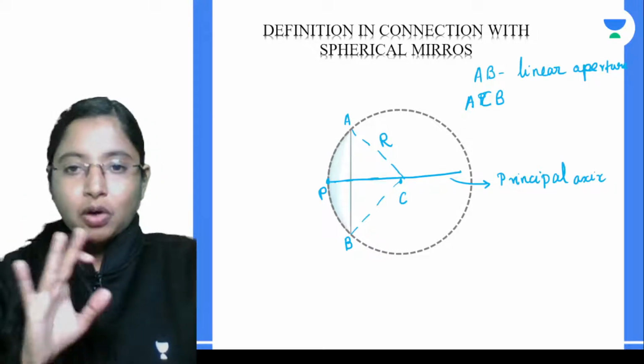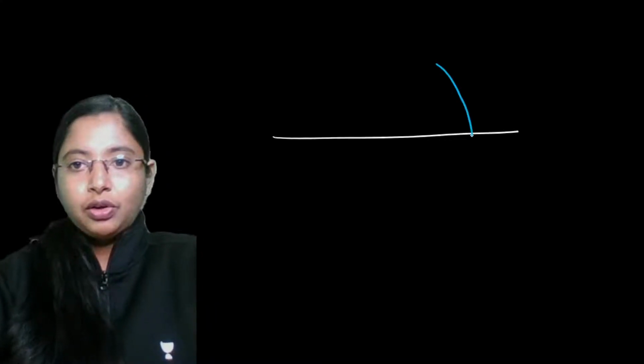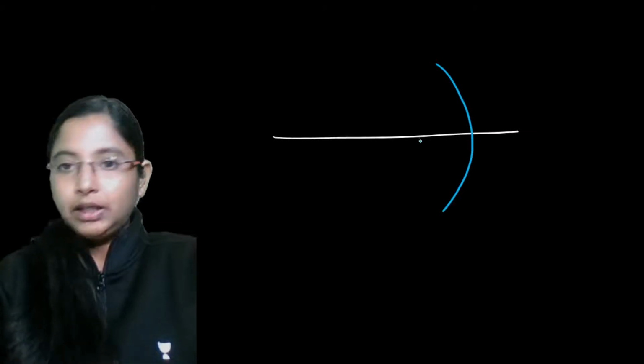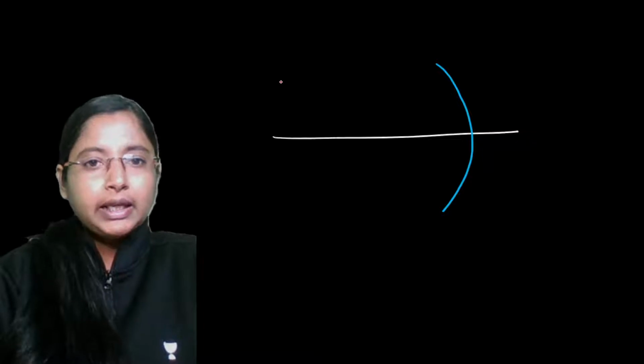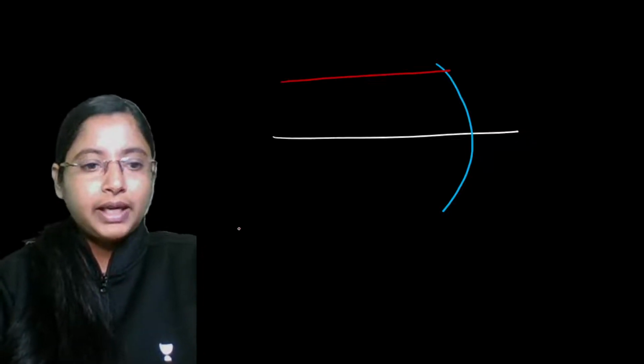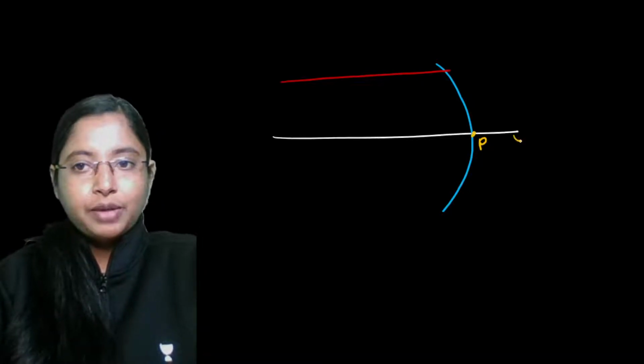Now, apart from all of this, let's take both cases. For example, let's say in this case we have a concave mirror. With a concave mirror, the inside surface becomes reflecting. Concave, think of walking into a cave. So this side is the reflecting surface. Now, any ray that comes parallel to this principal axis, so over here this is the pole, and this is the principal axis.